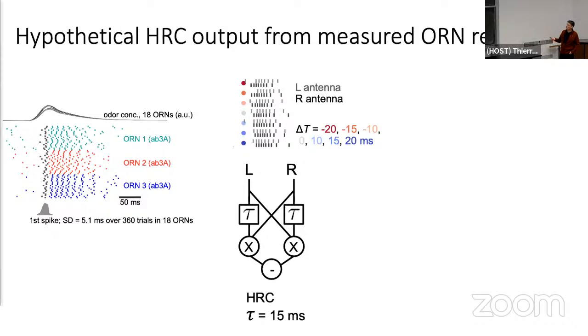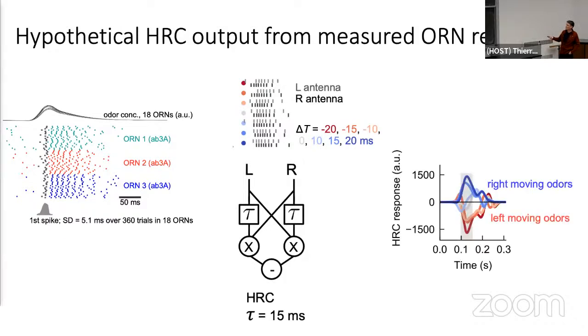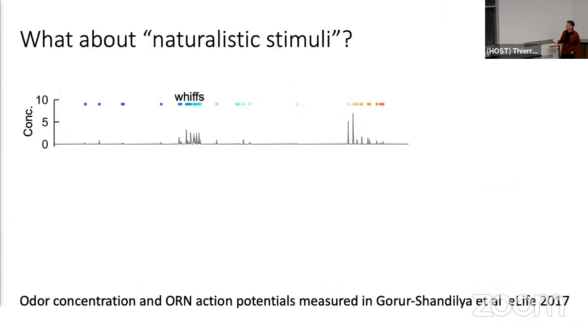and then you shift them in time to introduce delays, you can calculate what would be the output of the HRC, and you find that basically you can detect motion left and right as long as the delay between the 2 antennas is on the order of like 20 milliseconds. When you hit 10 milliseconds it's too fast, but the system can detect those signals.